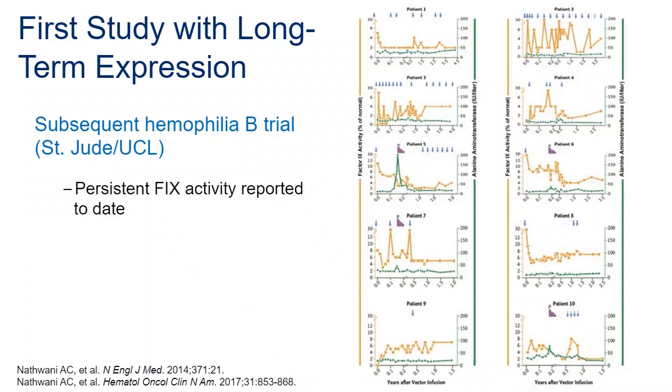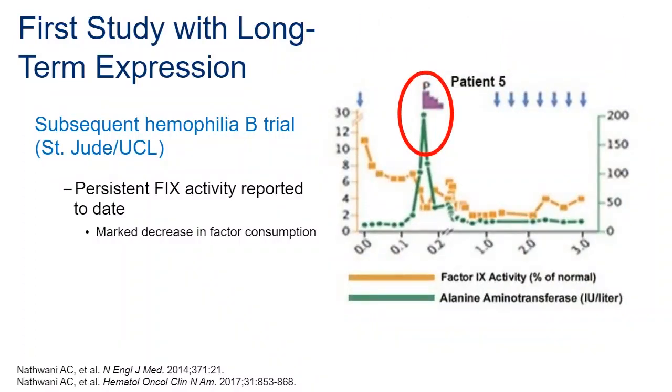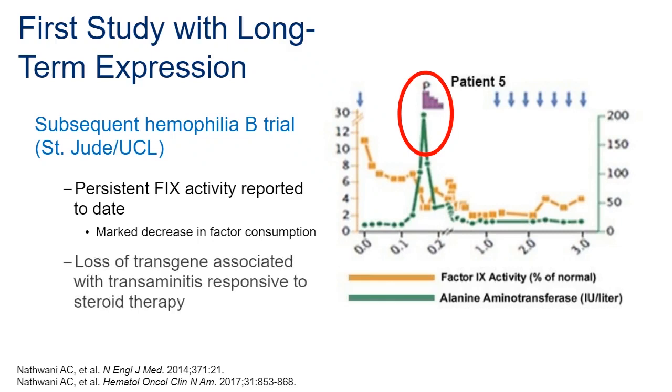An important thing we learned in this trial is that when there was an increase in the ALT, as shown in the green arrow, and you can see in patient 5 how there was a sharp increase, and they instituted prednisone therapy, and they showed that they could retain factor activity through the institution of prednisone therapy, and this is an approach that is used in all the gene therapy trials to date.